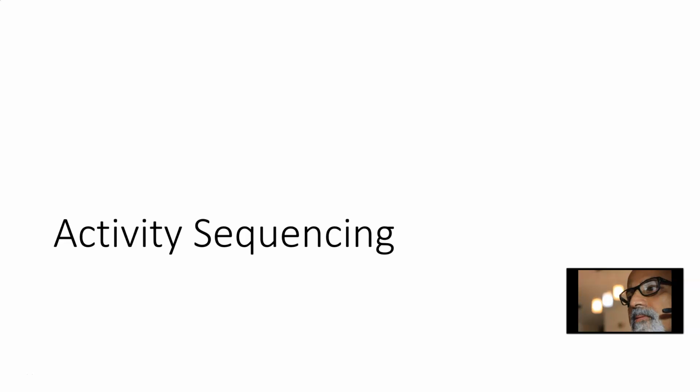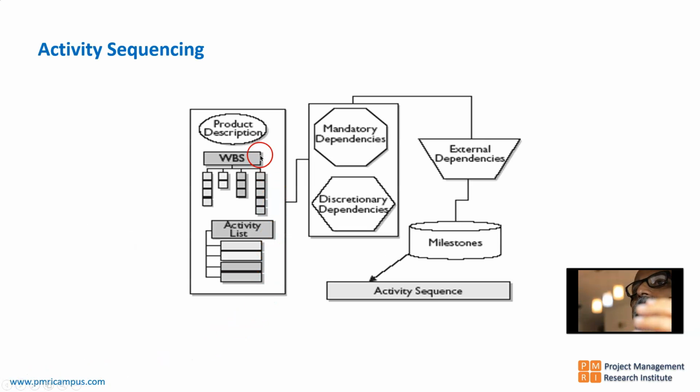In this session, let us learn activity sequencing in detail. We started with the high-level description of the product. We had the high-level scope, then requirements collection, then scope elaboration and scope baselining that happened.